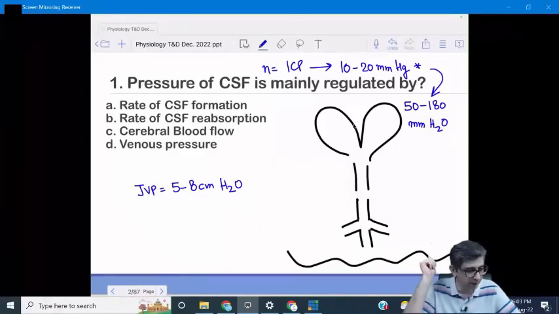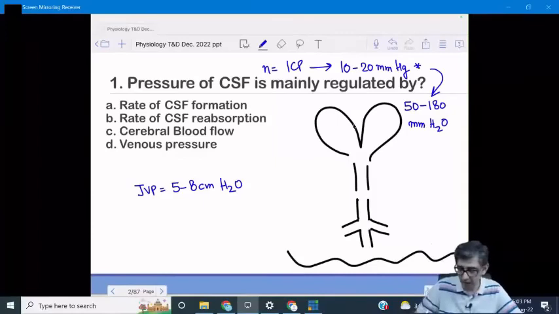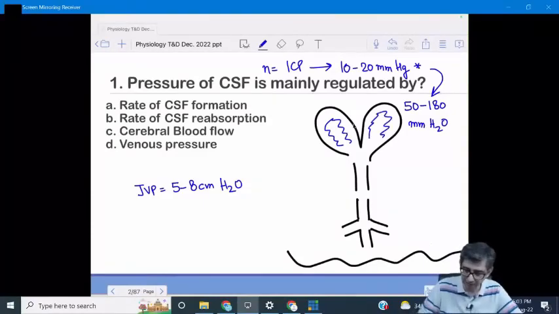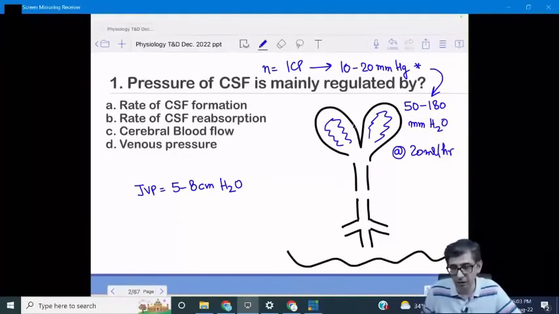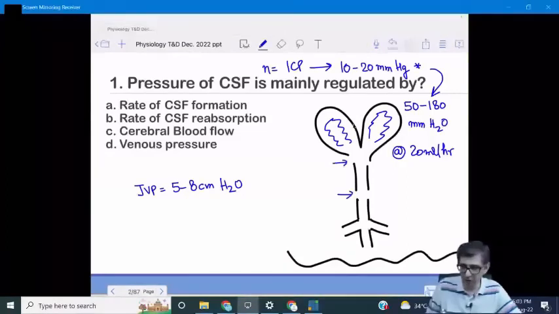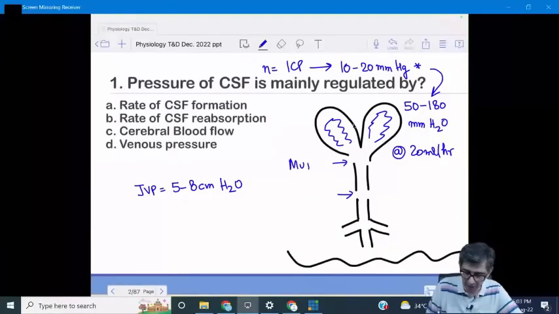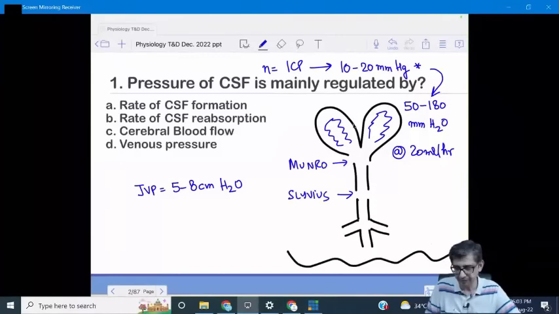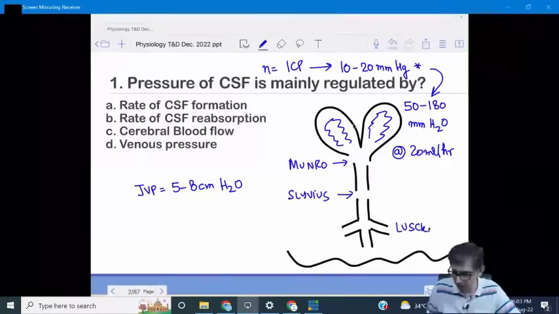Very good evening, Karan. The CSF will be produced by the choroid plexus, and the rate of production of CSF is approximately 20 ml per hour. And then it's going to travel through these foramina. You very well know the name of these foramina. That would be foramen Monro, there would be aqueduct of Sylvius, and then we would be having laterally Luschka and medially Magendie.